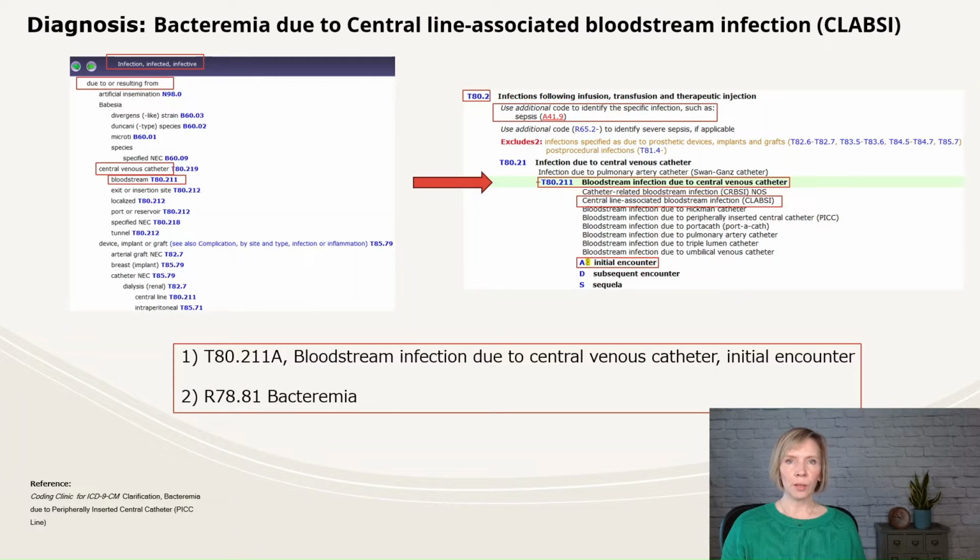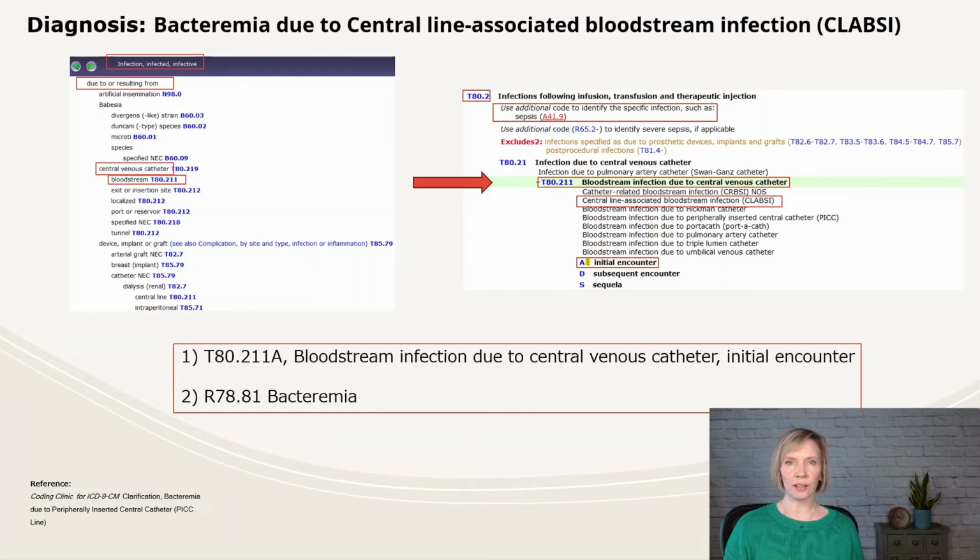To begin looking up our code, we start in the alphabetic index under the main term infection and find the subterm due to or resulting from. Then we go to central venous catheter and finally to bloodstream, which leads us to code T80.211. Next, we confirm this code in the tabular and review any instructional notes. Here we find that central line associated bloodstream infection is an inclusion term for this code, confirming that we have arrived at the correct code assignment.